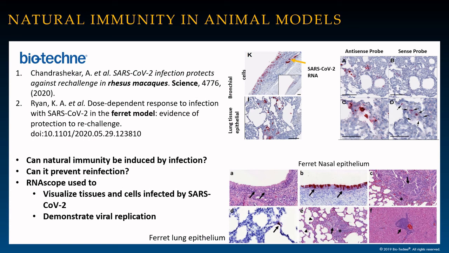So as you see here, RNAscope was used to characterize the lung pathology, demonstrated by multiple clustered sites of infection and by high infection in the ciliated bronchial epithelial cells. And our sense probe further demonstrated active viral replication in the lungs.